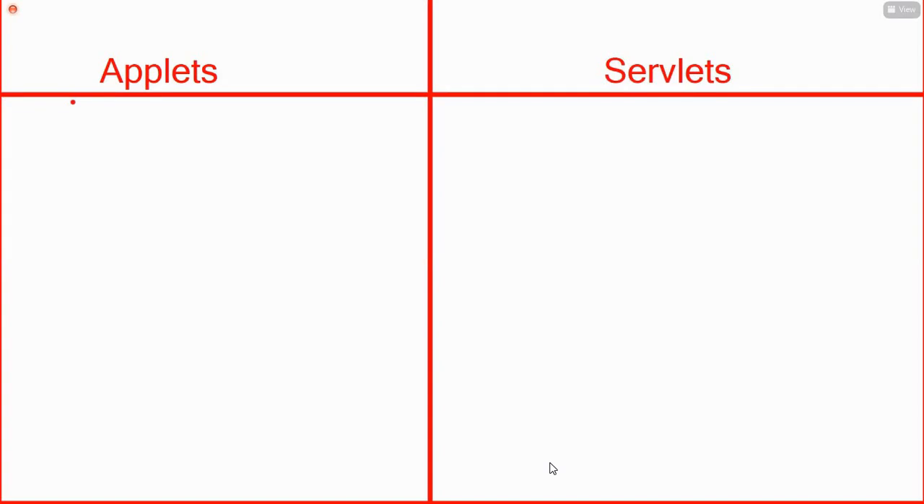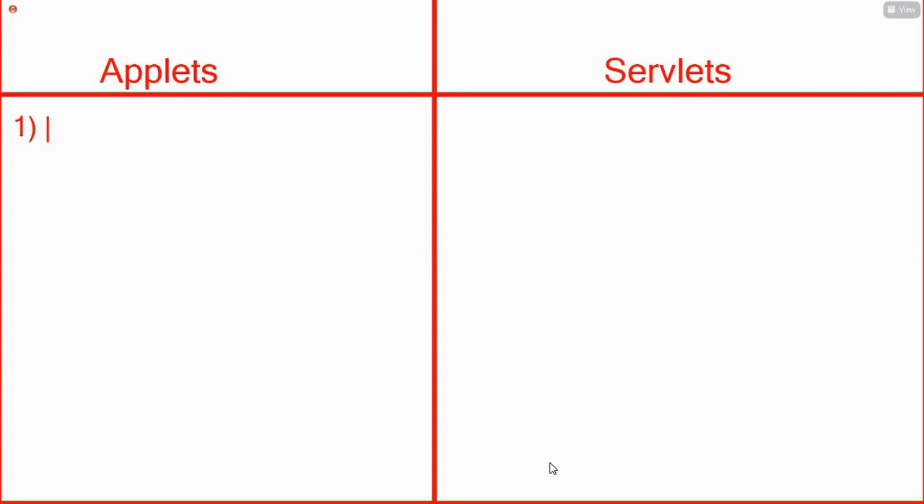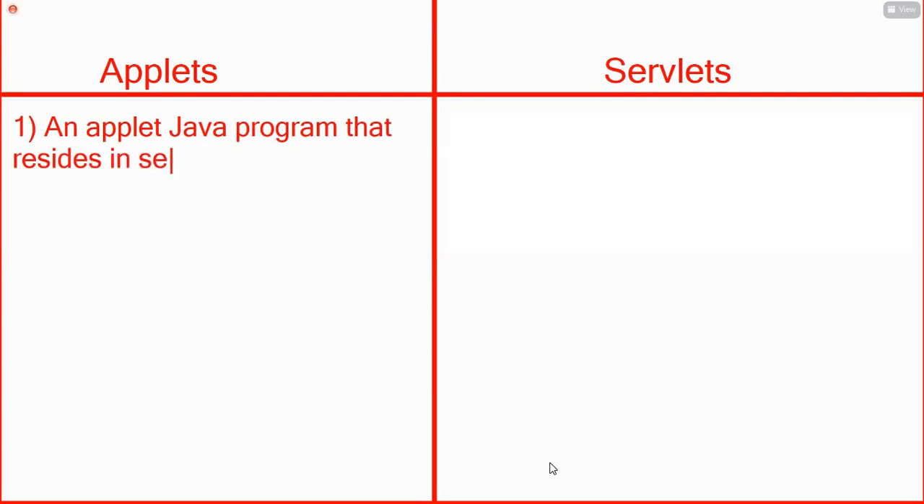One side applet, one side Servlet. Write it. An applet is a Java program that resides in server and runs in browser.